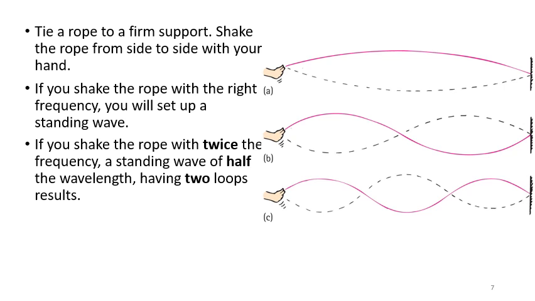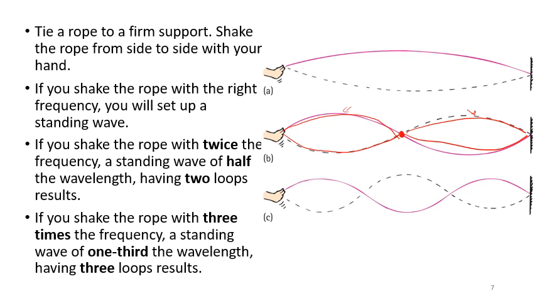That means you will create two loops. If you check figure B, this is one loop, and this is the other loop, so you will have two loops like this. This is the node point, and these are antinode points. So what we did here was increase the frequency twice, and it created two loops.